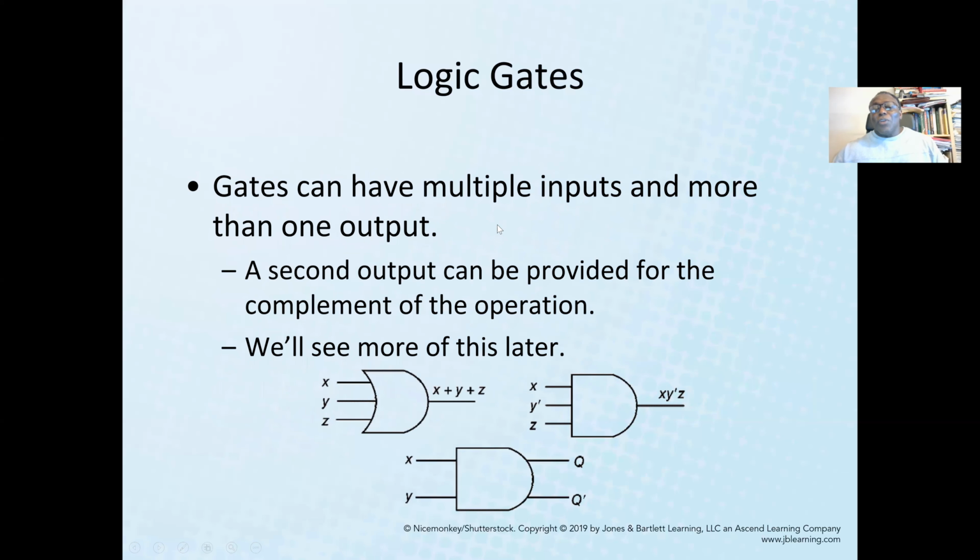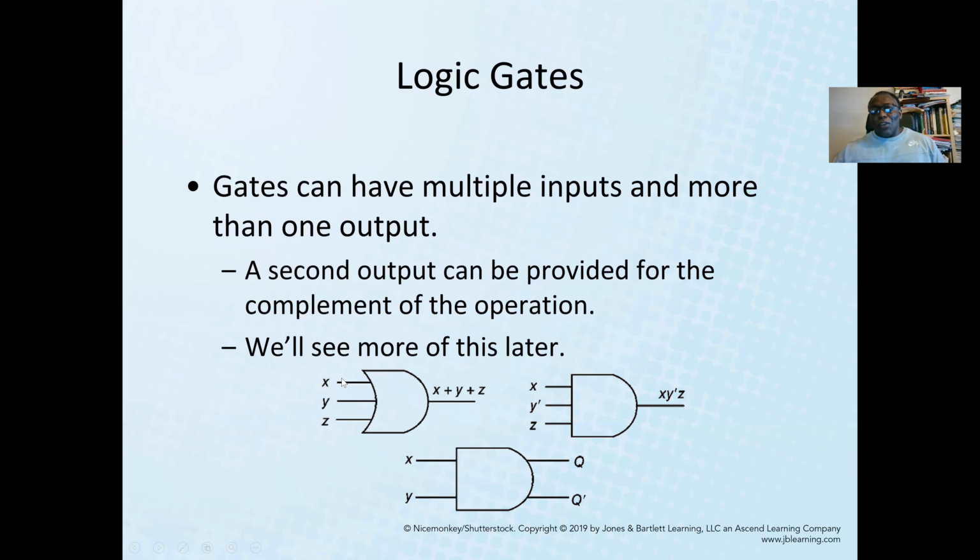So gates can also have multiple inputs and more than one output. For example, here we can have a gate with two inputs X, Y, but our output also will be Q and Q invert. It's possible. Maybe the second output here can be provided for the complement of the operation. And we may see this example more later on.